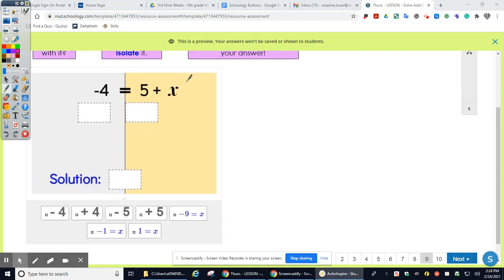Again, who wants to be all by itself? The letter does. Who needs to get lost? The positive 5 needs to get lost. Remember, the number with the letter always needs to get lost. So you want to do to both sides the opposite of that number. So what is the opposite of a positive 5? A negative 5. So that means we're going to put negative 5 on both sides of the equal sign. Okay? So we're just going to have x over here on this side now because a positive 5 and a negative 5 are gone. And a negative 4 and a negative 5 make a negative 9. Therefore, negative 9 equals x.